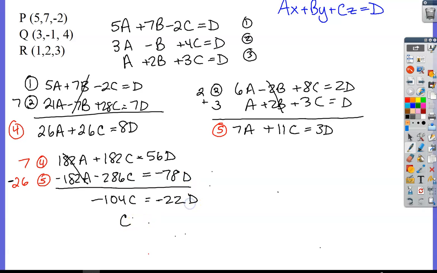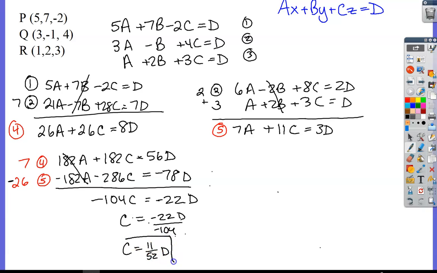I'm going to divide both sides by that coefficient. So technically I have negative 22 over negative 104. I know that's going to simplify, so I'm going to do that. So that simplifies to 11 over 52d.